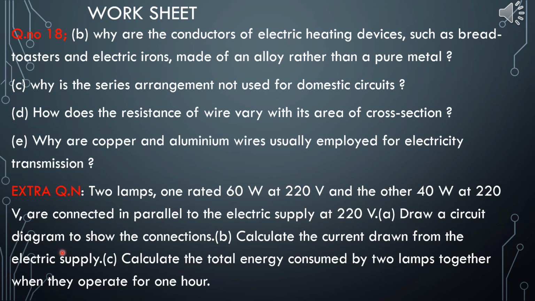Remember children, both the bulbs are connected in parallel. So draw a parallel connection. And next, after drawing, question B asks to calculate the current drawn from it. Just find the equivalent resistance, substitute in Ohm's law, and you will get the current value. And question number C asks you to calculate the total energy consumed by the two lamps together when they operate for 1 hour. Calculate energy separately, children, or you can directly find it with respect to time 1 hour. Use the formula energy is equal to P into T.